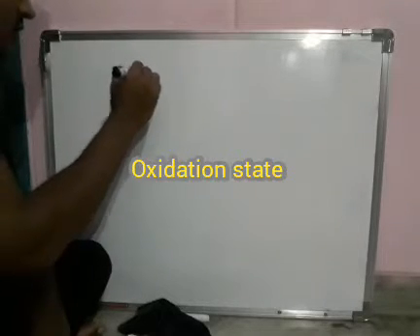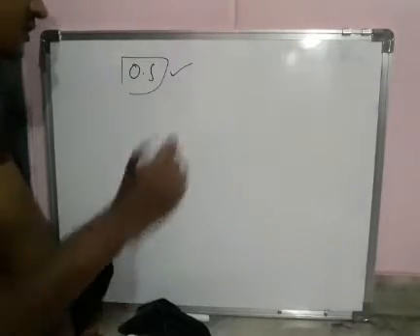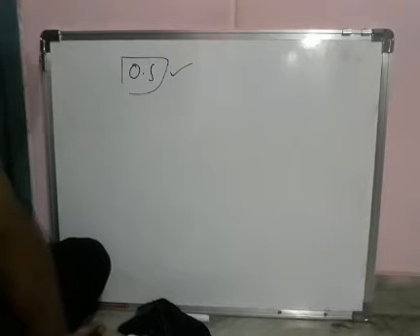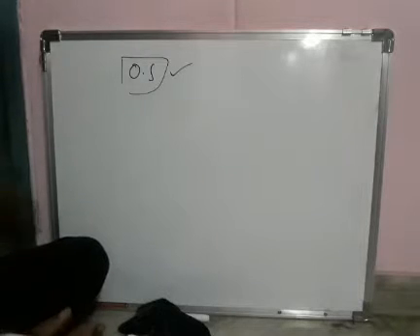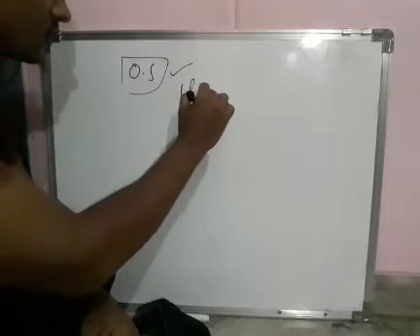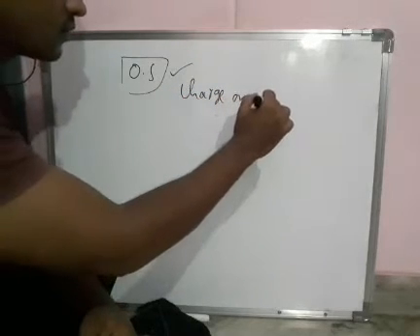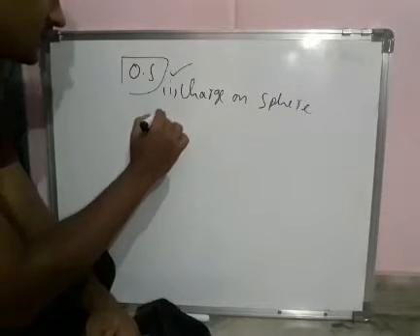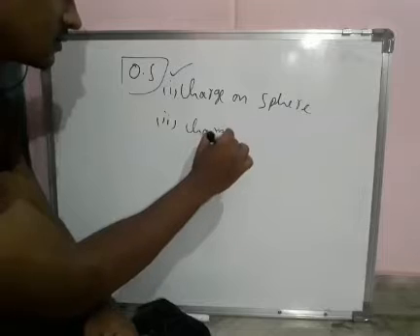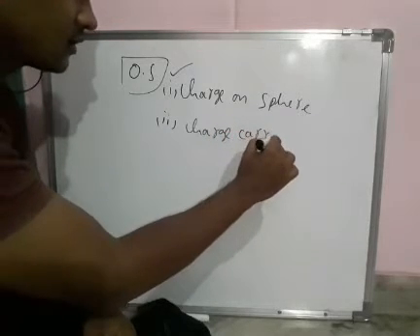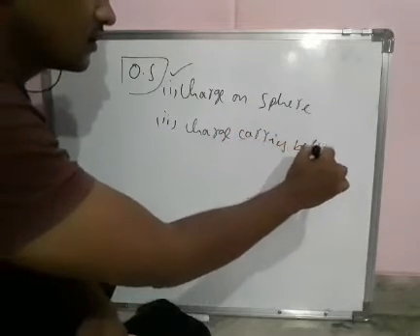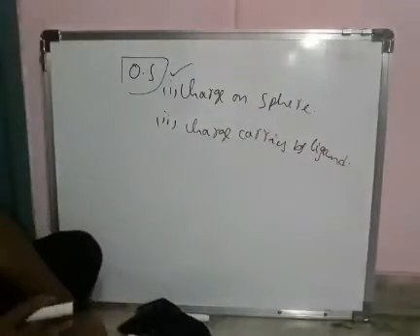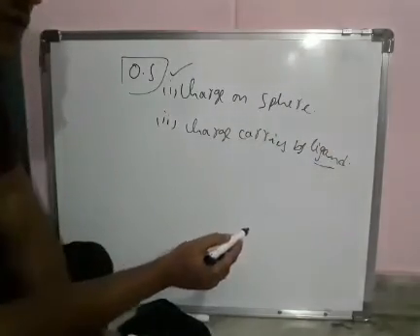The oxidation state is nothing but the net charge on the central atom. How can we calculate the net charge on the central atom? In order to calculate it, we require the charge on the sphere, and second, the charge carried by the ligand. We discussed the types of ligand in the previous class.